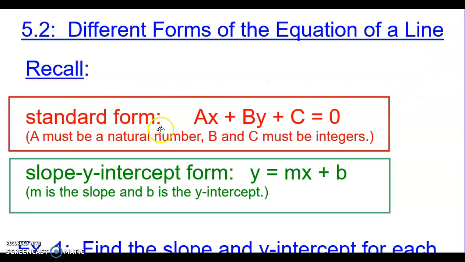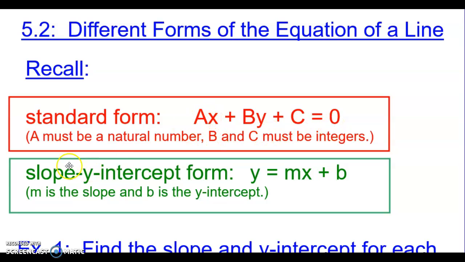So standard form of an equation, remember? That means we have everything on the left-hand side, the x, the y, the constant, and it equals 0. 0 is on the right-hand side. What we do need to remember is that this number here, a, has to be an integer. So does b, so does c. No fractions are allowed in this form of an equation. Also, a must be positive. B and c can be negative. All three have to be integers.